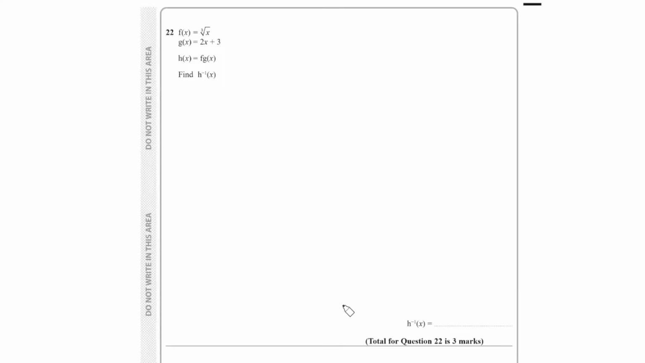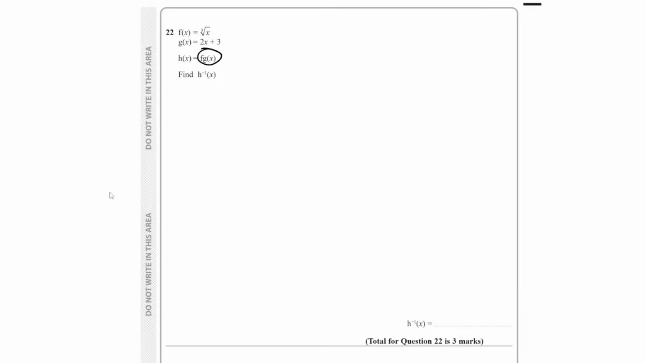Okay, so then 22, we've got functions. Now I think you've got functions in paper 1, so whether that would come up twice, I don't know, I think probably unlikely. So we've got f of x is the cube root of x, and g of x is 2x plus 3. They've told us that h of x, this other function, is the same thing as the composite function f of g of x. We then need to find the inverse of that other function. So it's kind of 2 steps, isn't it?